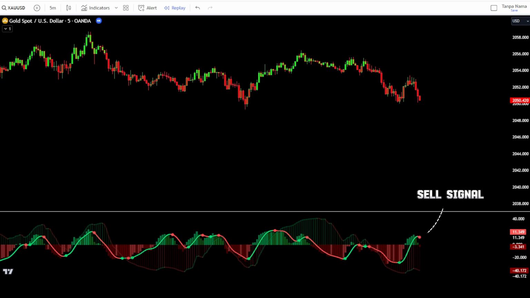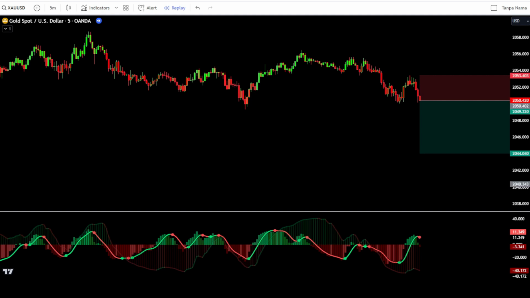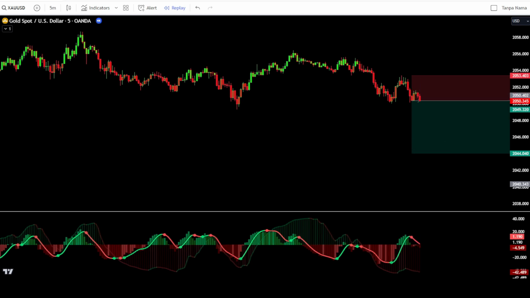However, ensure that the red dot is positioned at the upper level or above the neutral line. 5. If all conditions are met, execute a sell entry after the bearish candlestick is closed. 6. Place the stop loss at the most recent swing high. 7. Utilize a take profit target with a risk-reward ratio of 1 to 2.